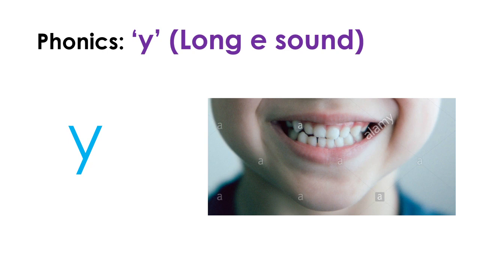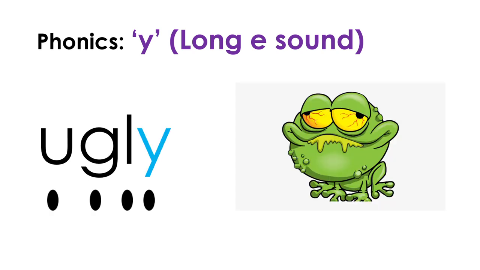Today we're going to continue looking at the long E sound in the form of Y. So the Y in these words would say E. Okay, so now let's give these words a try. First sound, second sound G. So together we have UG. Next sound U. UG. E. So put it all together. This word is ugly. Do you think this frog is ugly?